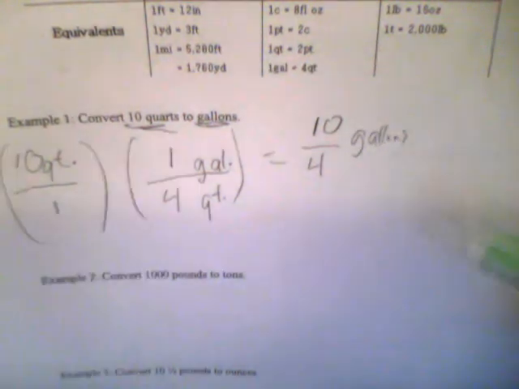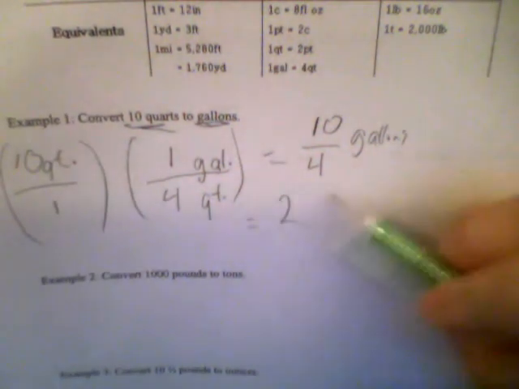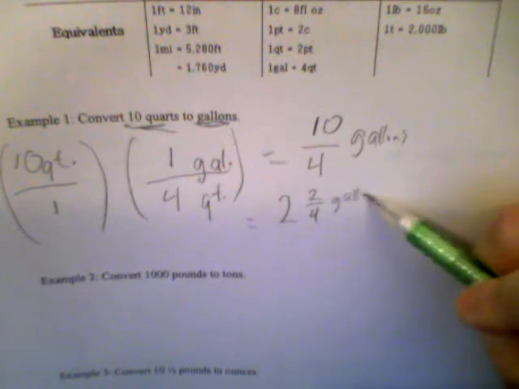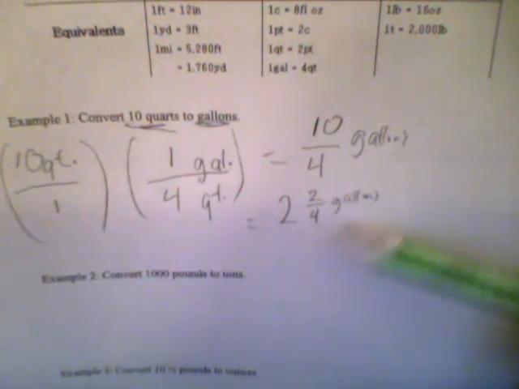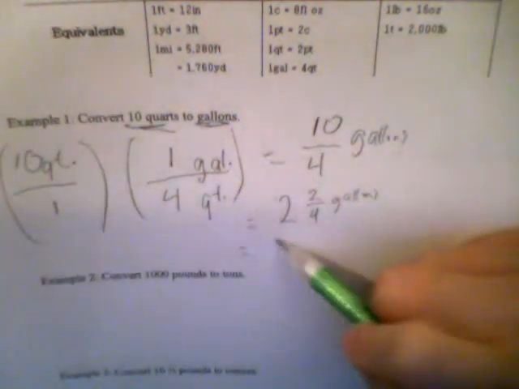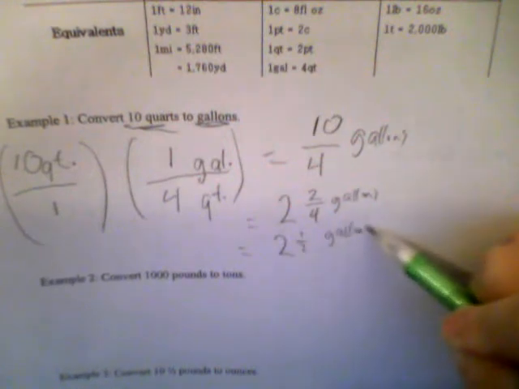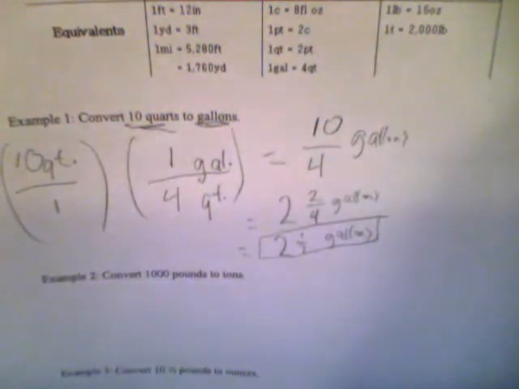Now this can be written as a mixed number. It's going to be 2 2/4 gallons. And then this can be further simplified to 2.5 gallons. So 2.5 gallons is my final answer. Let's look at another one.